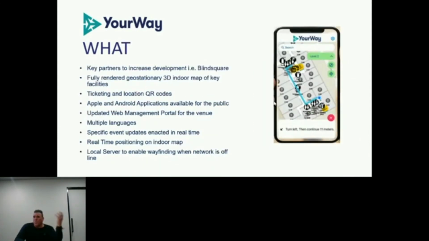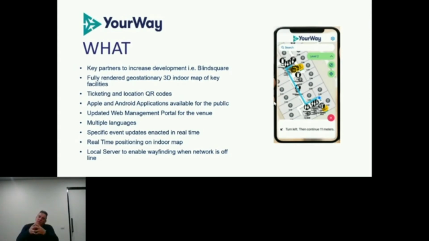So we're working with key partners, for example, Blind Square, who really are quite amazing with what they're doing with indoor mapping. And what we're doing, 3D indoor mapping of key facilities. We can use QR codes, develop both Android and Apple applications, the portal, which is so important.